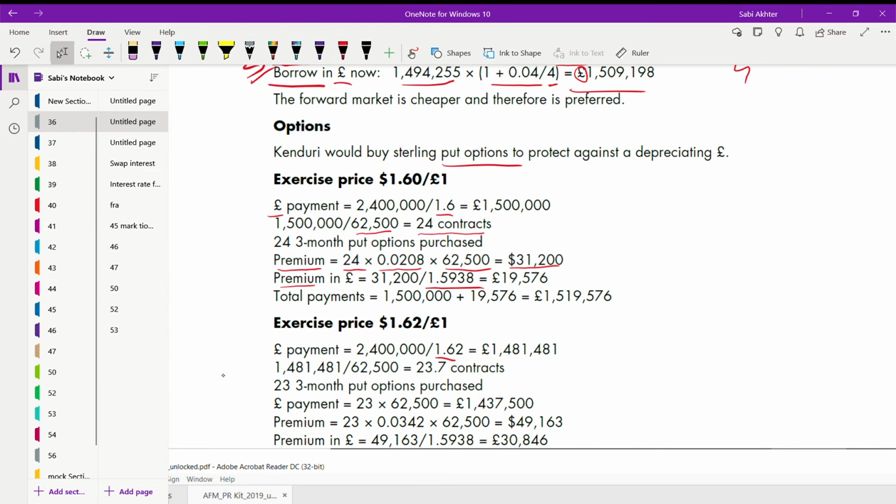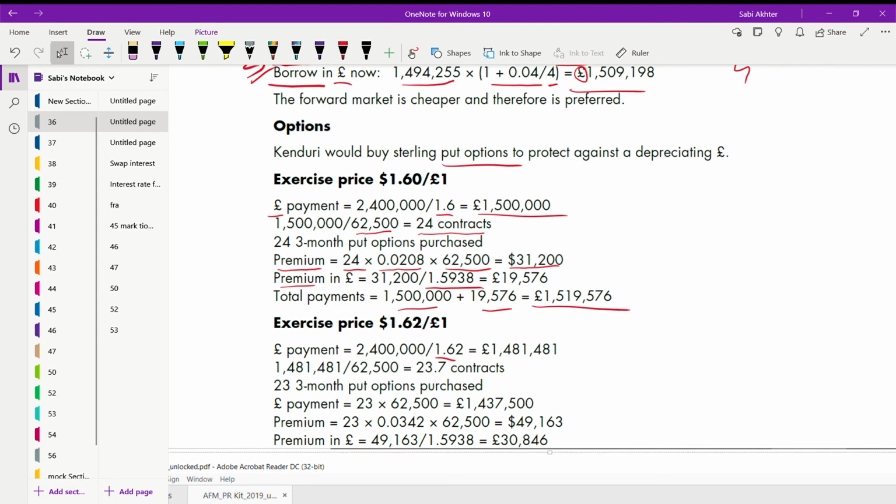You add your premium since it's a payment. If it's a receipt, you have to deduct your premium from it. But since this is a payment, and the premium is also a payment, you add your premium and the payment. Make sure both are in pounds, the same currency. It cannot be that the premium is in one currency and the payment is in another currency. And finally it is in pounds.